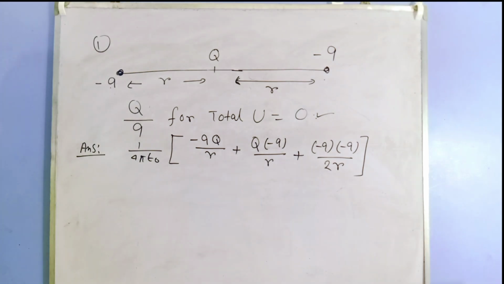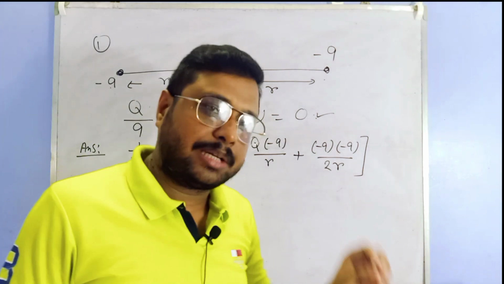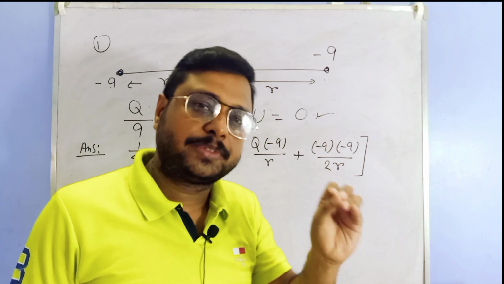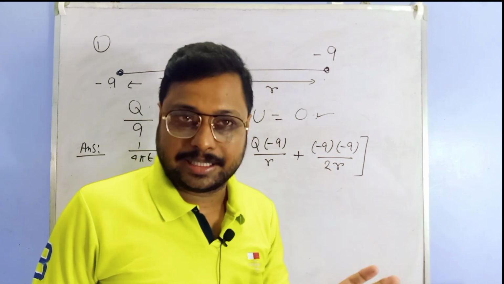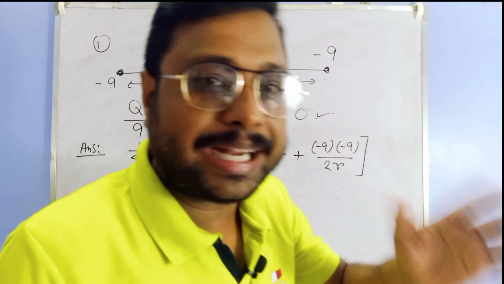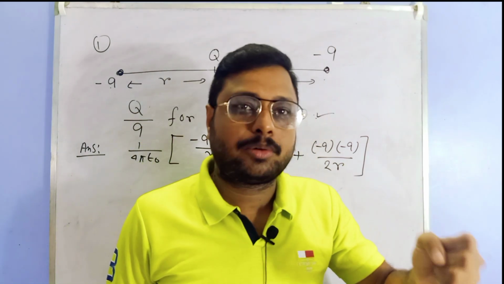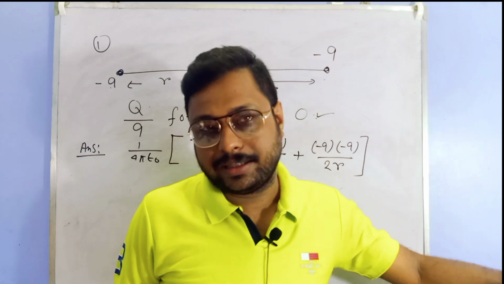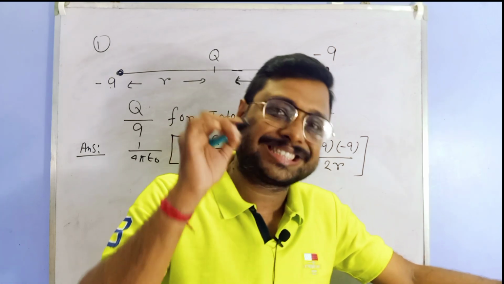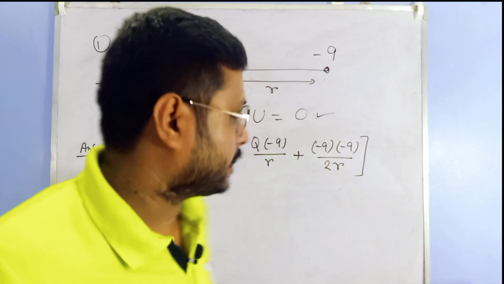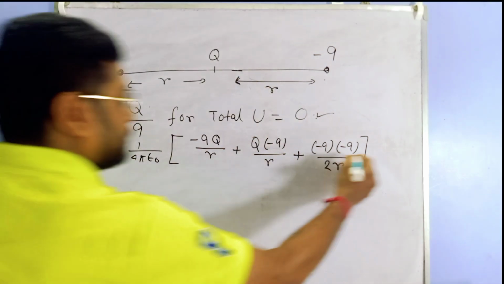Potential is a scalar quantity. So in calculation of potential, we have to put the values of charges with their proper signs. In calculation of electric field, we only put the magnitudes because electric field is a vector quantity and we have to find out the direction separately. But in case of potential, we have to put the signs of the charges. So this must be equal to 0.